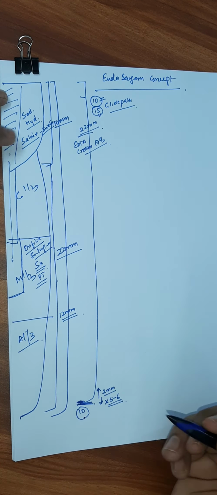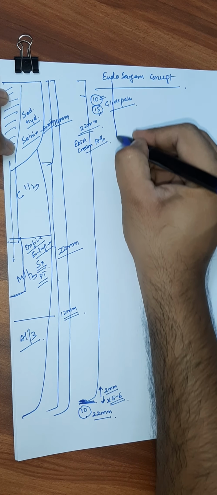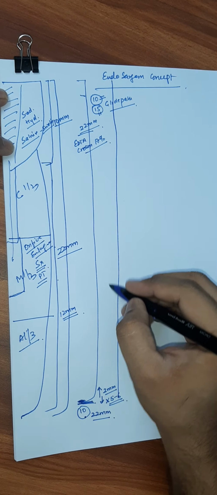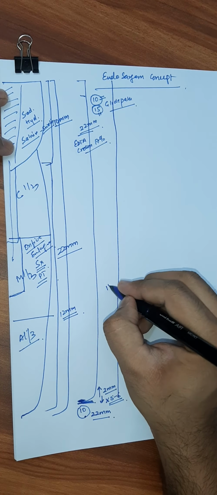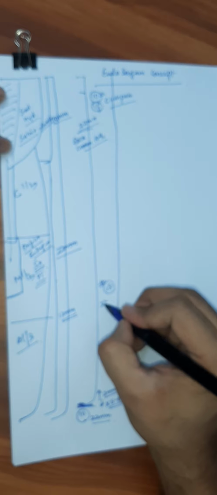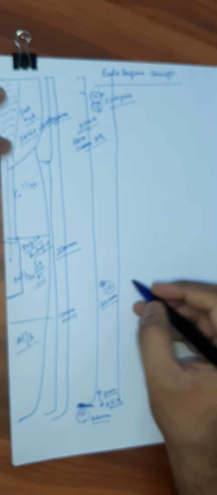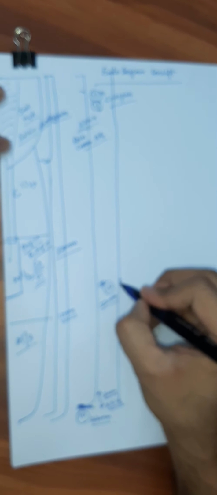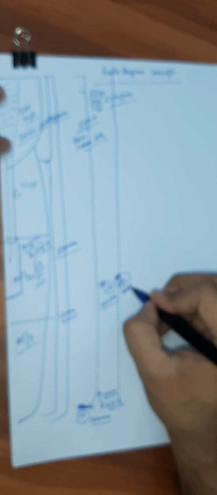Now my 10 number file reaches till the 22 mm mark. So what I would do now is I will make sure that my 15 number file also reaches properly. 15 number file is reaching to the 22 mm working length. Similarly, I will make sure that my 20 number K file is reaching the 22 mm mark.